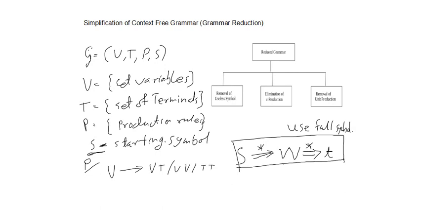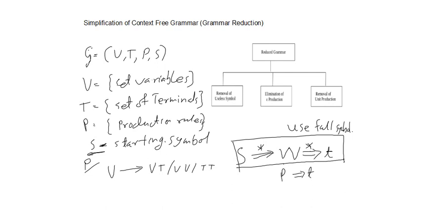Okay, so any non-terminal which is not following any of the sequence is known as a useless symbol. Suppose you have a non-terminal P, and P is deriving a terminal, but this P is not reachable from the starting symbol, meaning P cannot be derived from the starting symbol. Then obviously P is a useless symbol. We should remove P from the grammar productions.